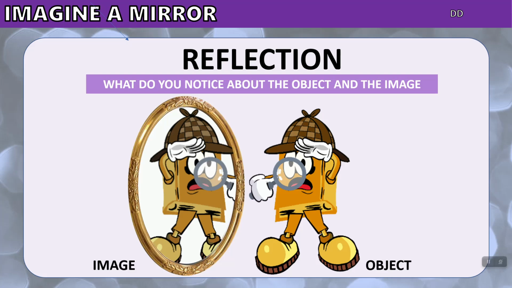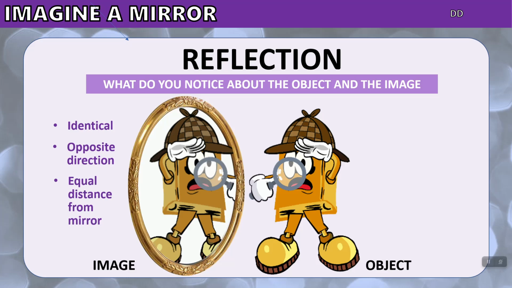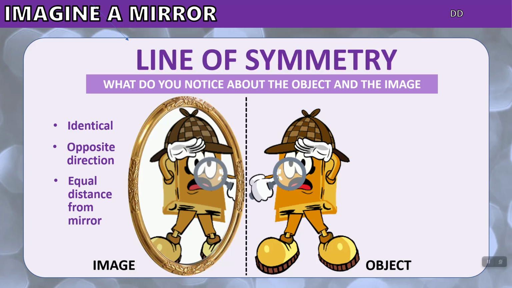He's wearing a hat. He has his hand up to his head. He has a magnifying glass, 2 legs, shoes. Everything is basically the same. It's only that it has flipped. It has reflected. And if we drew an imaginary line, it would be identical on either side. It's in the opposite direction, and it's equal distance from the mirror. You know this as a reflection. This is also a line of symmetry. And in this case, he is standing in front of the mirror a distance away, and the same distance carries him to the image of himself.